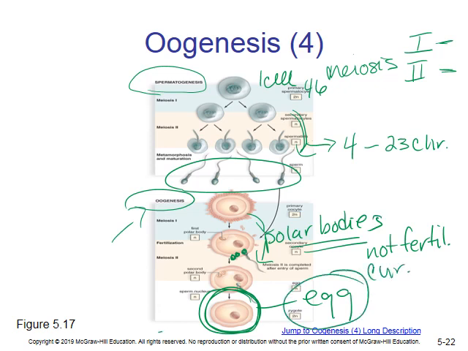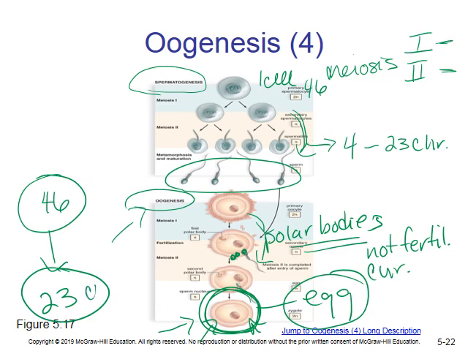The egg grows giant, filled with nutrients. So really, when you start off with a cell in the ovary that's got 46 chromosomes, you're really only going to end up with one giant egg that has 23 chromosomes. The process is still the same. We just kick out the other small little cells and we call them polar bodies.